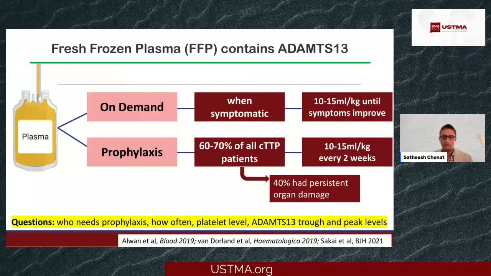So we still do not know, and there's a lot to learn, meaning who needs prophylaxis? Are there a set group of patients who present during pregnancy or later in life, and why does not everyone present in the newborn age group? And if they present, how often do we give plasma? Do we give it to them every 2 weeks, every week, or every 3 to 4 weeks? How should we use platelet count or ADAMTS13 levels as a way to guide the management? We do not have answers to many of those questions, so there's a lot to learn. Next slide, please.